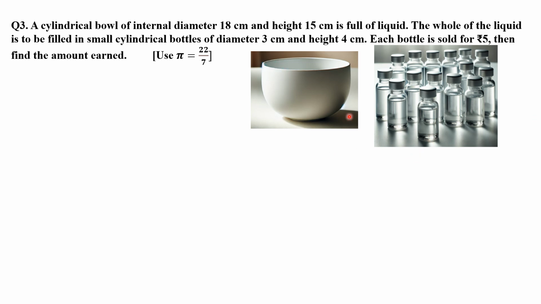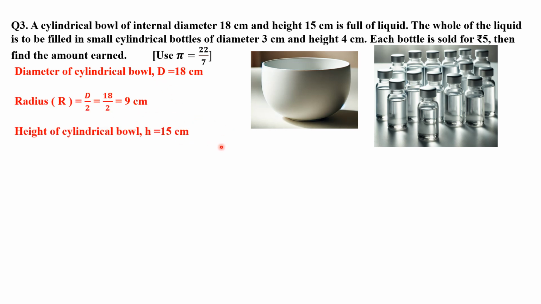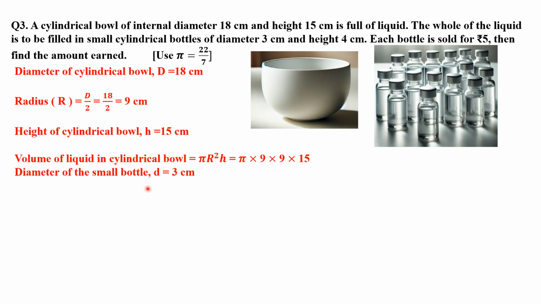The inner diameter of the bowl is given as 18 centimeter, which I have denoted by capital D. So the radius will be 18 by 2, which is 9 centimeter. Height is given as 15 centimeter. So the volume of liquid in the cylindrical bowl, as it is a cylinder, we will use the cylinder formula, pi r square h. I have substituted all the values over here. Your radius is 9, height is 15. Now in the same way, the diameter of the small bottle is given as 3 centimeter.